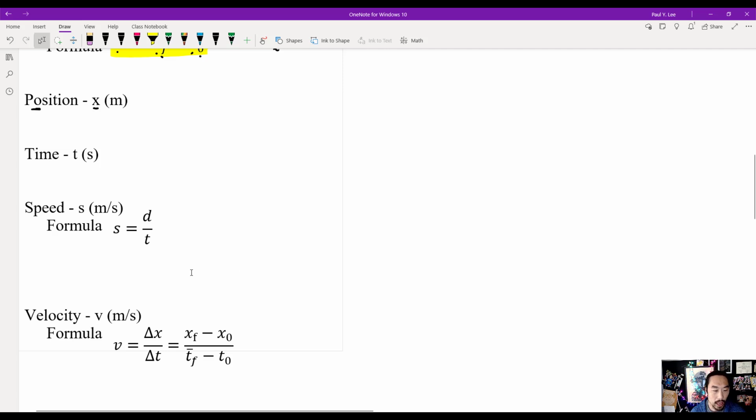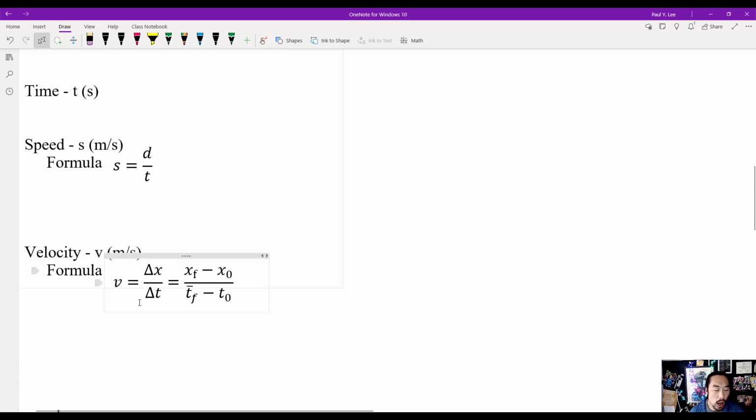Next up, we have velocity. Okay, velocity, the units are still the same, meters per second, with a lowercase v. Now, on the formula sheet, because velocity is a vector, you will see an arrow right on top of the v, but for us just practicing problems and just going over the notes, you'll see me often omit the arrow on top.